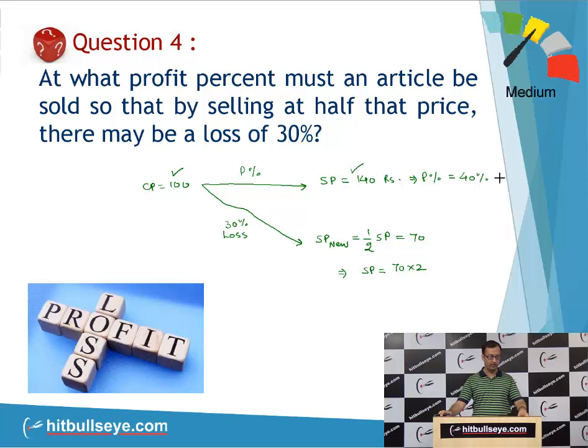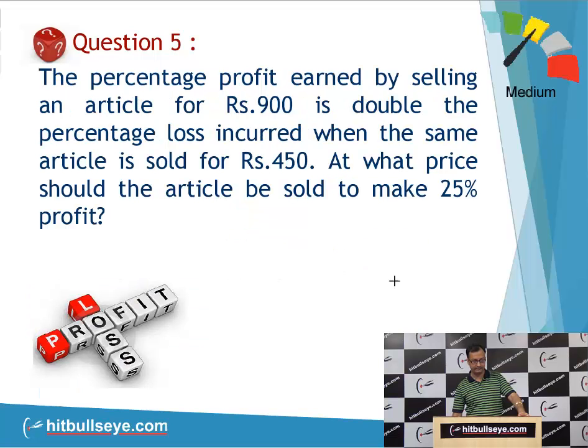So let us move on to the next question, which is slightly different from this question. Now it says that the percentage profit earned by selling an article for rupees 900 is double the percentage loss incurred when the same article is sold for rupees 450. That means profit percentage is double the loss percentage. Now in this case, cost price is not given while the selling prices are given. Let us make a line diagram to understand this question.